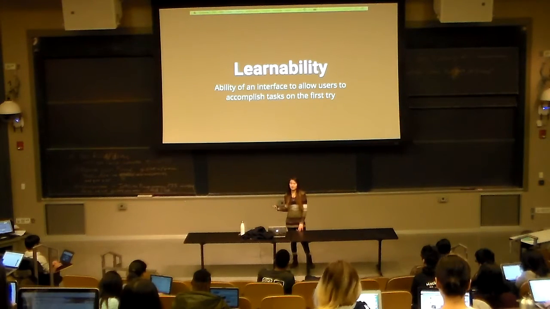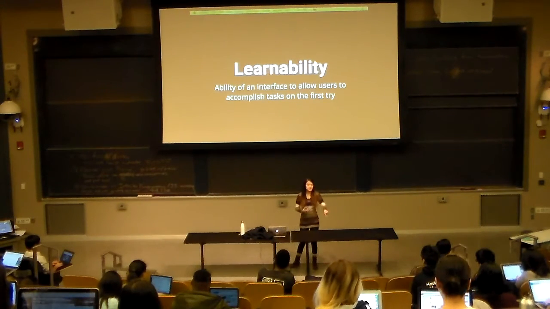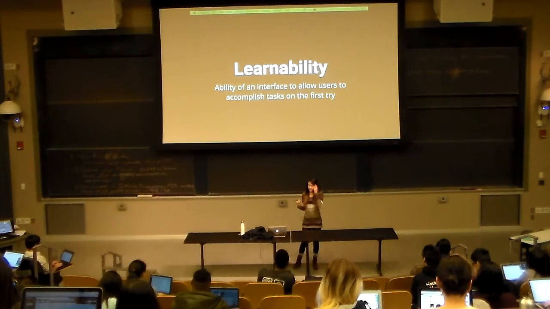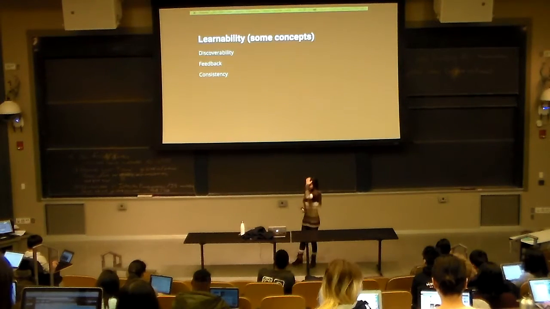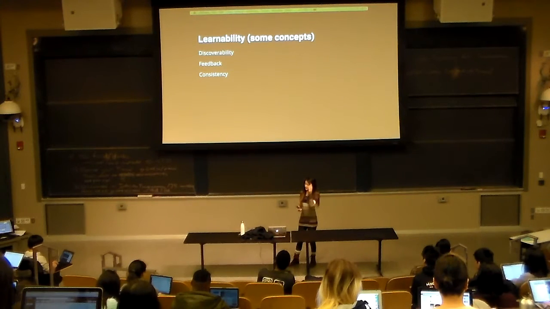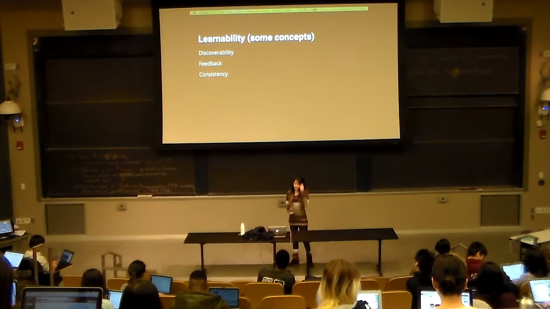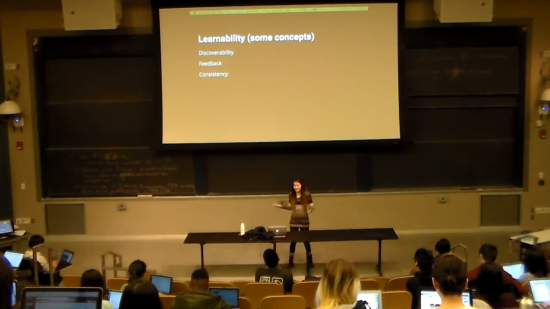If you're editing a photo and you click on the wrong button at first, and a different dialogue pops up, that's when you evaluate, you know that wasn't the right action. You repeat the cycle again. There are some specific elements of learnability that I'll talk about more in depth. These are discoverability, feedback, and consistency. What do these mean?